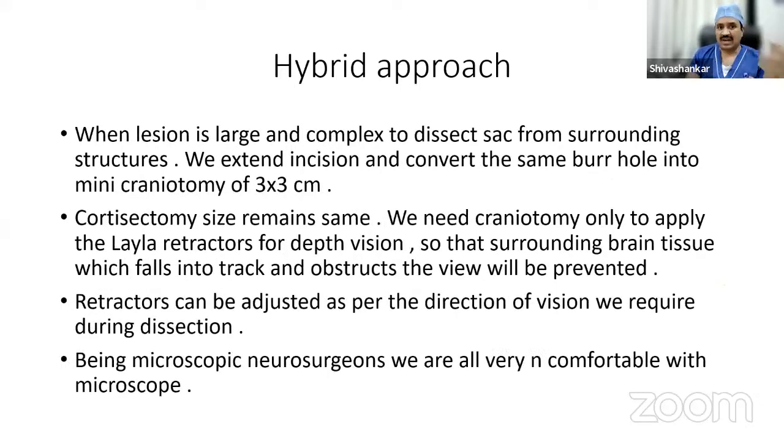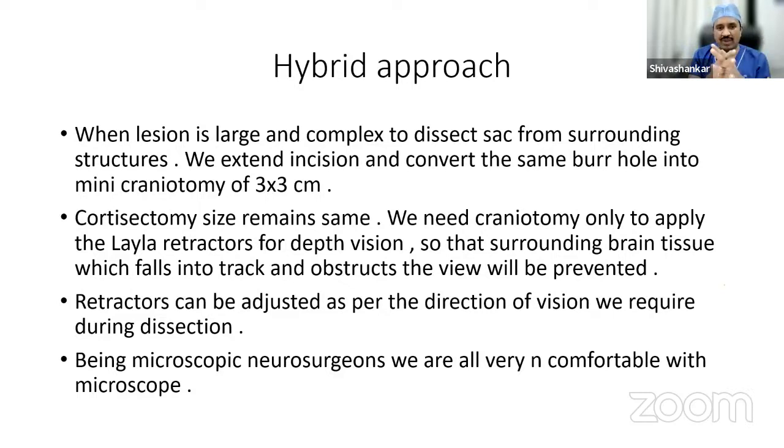When the lesion is large and complex to dissect the sac from surrounding structures, we extend the same incision over the burr hole that we make, around 3 centimeters, and convert it into a small craniotomy of around 3 to 3.5 centimeters. The corticectomy size remains the same as when we introduce the endoscope. We pass the linear retractors to retract, and we need a craniotomy because we cannot apply the linear retractor through the burr hole that we make.